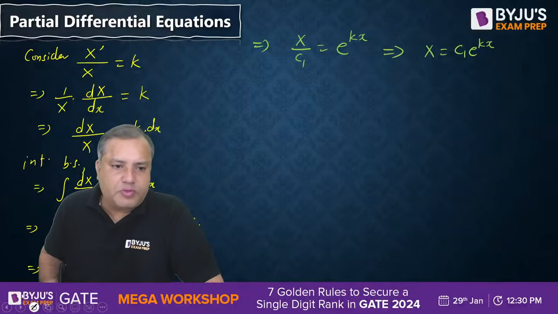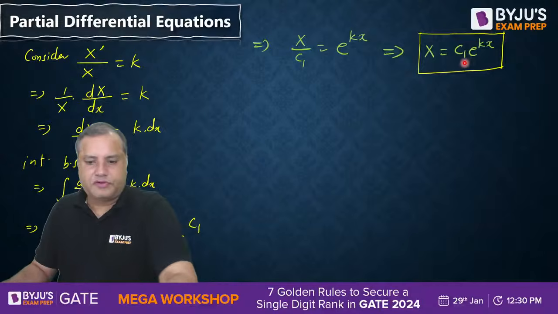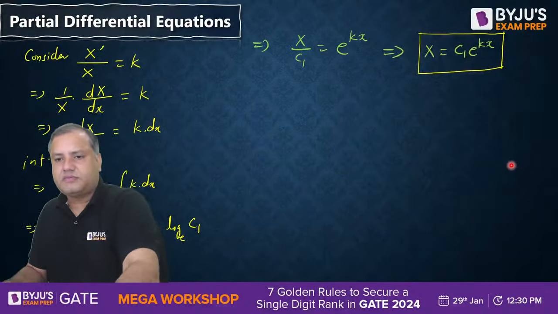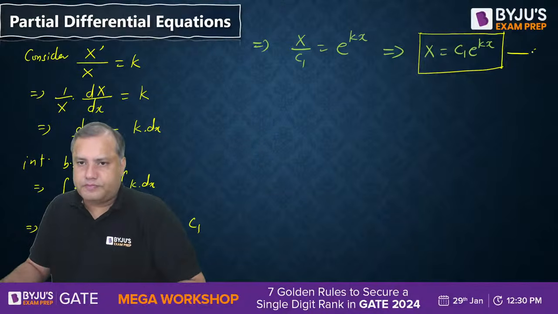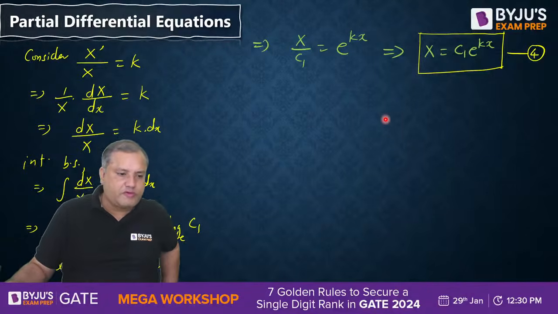Now you tell me, how many of you understood this? किसको किसको समझ में आ गया? So we have got one solution. This is equation number 4. We have got one solution.